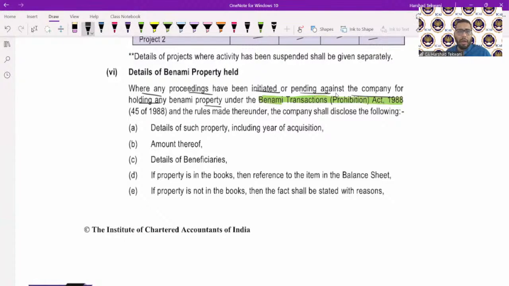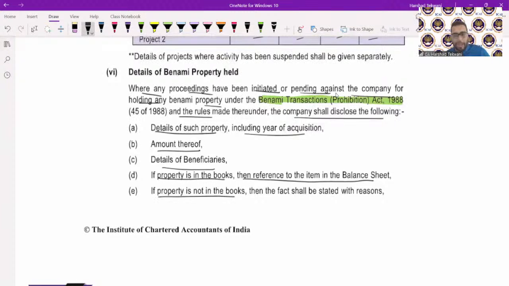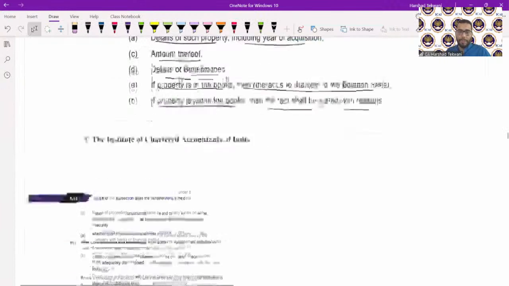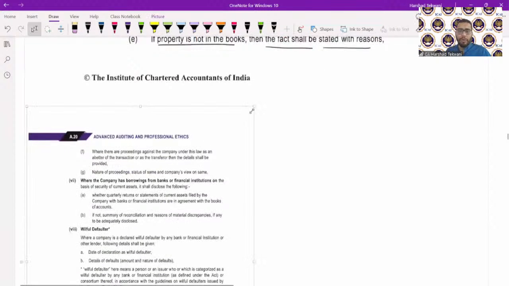Okay. And rules thereunder, the company shall disclose the following: details of such property, including year of acquisition, amount thereof, details of beneficiary. If property is in the books, then reference to the item in the balance sheet. If property is not in the books, then facts stated with the reason.